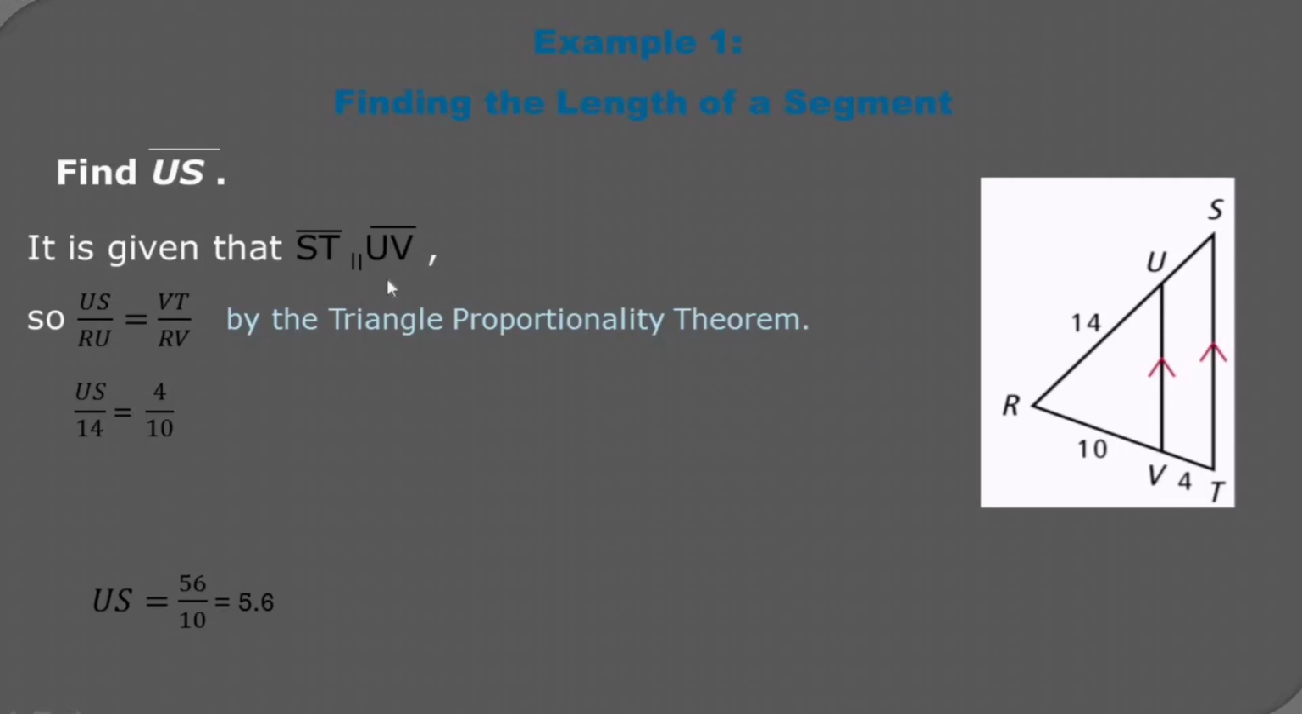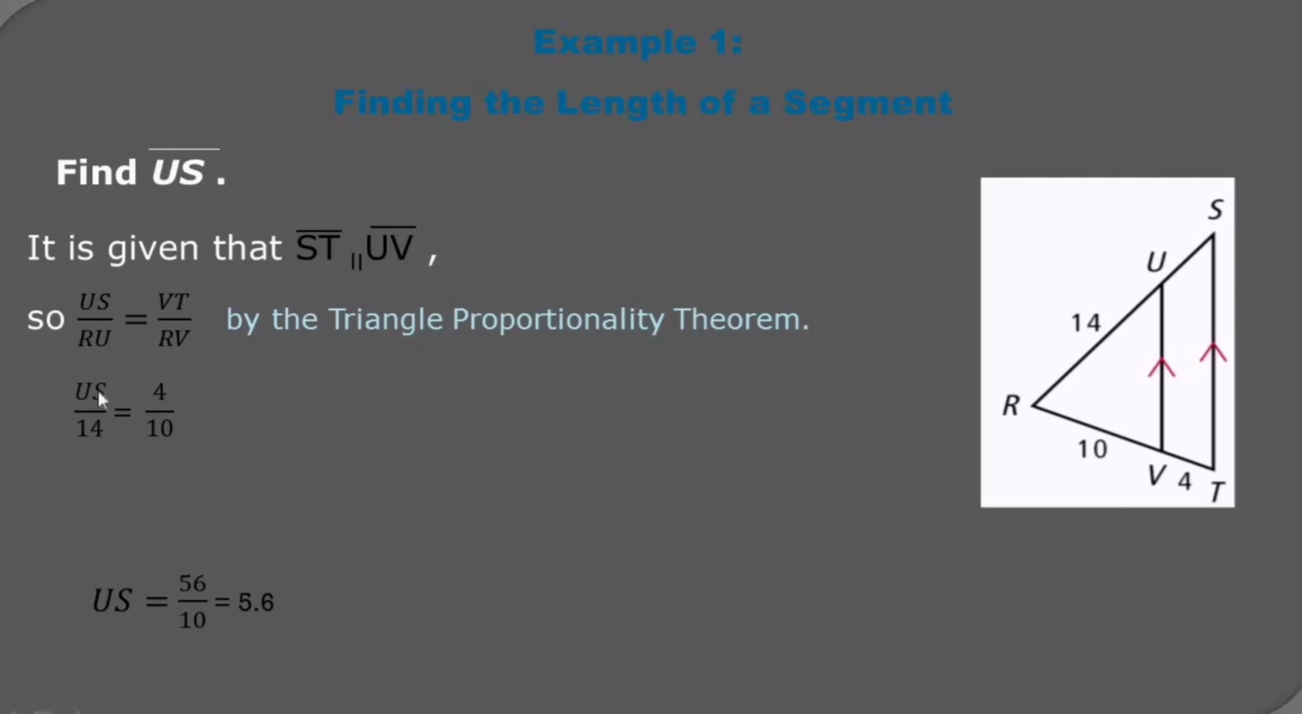So what is given is ST parallel to UV. This means US over RU equal VT over RV by the triangle proportionality theorem. So by substituting, I need to find US. So write US over RU. What is the length of RU? 14. So write 14 equal VT, which is 4, over RV, which is 10.